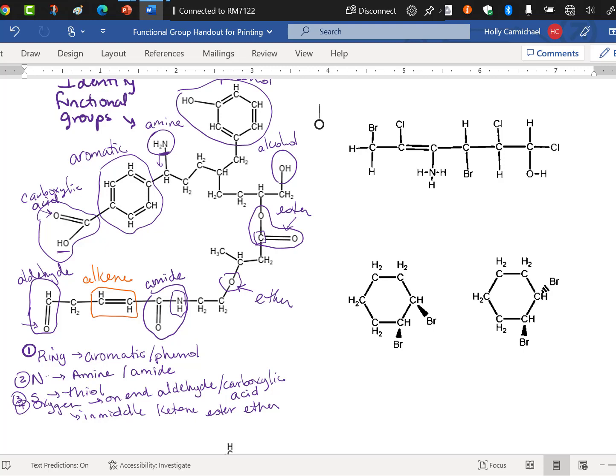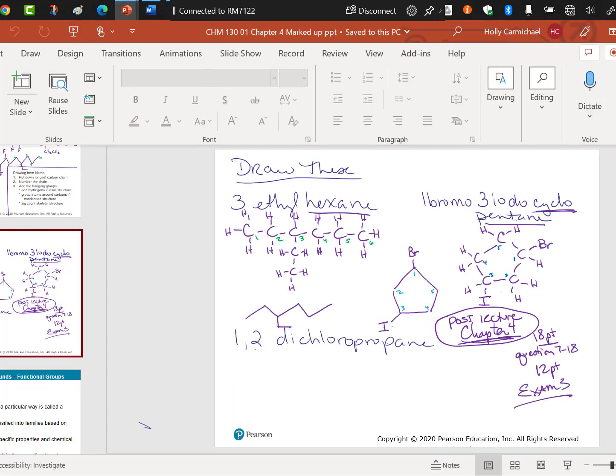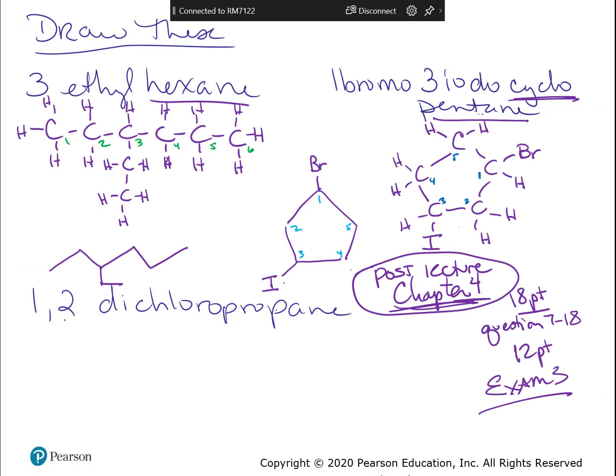Okay, so this is actually the same one that was in your PowerPoint slide. So here's one other to practice. 1,2-dichloropropane, draw it, give its Lewis structure, do its condensed structural formula. You can do it skeletal if you want. This is one of those drawing ones, remember, so we did this first thing last time. 1,2-dichloropropane.